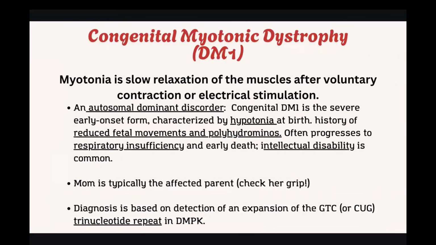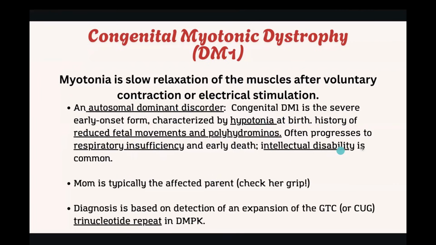Finally, we have the congenital myotonic dystrophy. What is myotonia? Myotonia is a slow relaxation of muscles after voluntary contraction or electrical stimulation. So this disease, it's an autosomal dominant disorder, again characterized by hypotonia at birth. Now, what's important about this disease is that when you take history from the mother, she's going to tell you that she had reduced fetal movements, and there will be a clear history of polyhydramnios. Often progresses to respiratory insufficiency and early death.